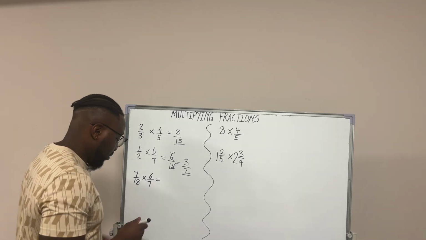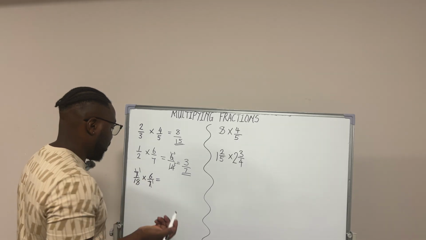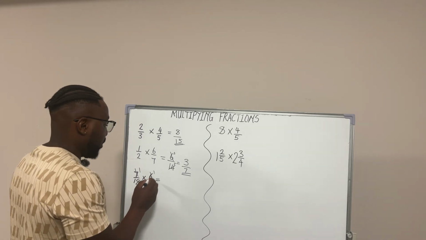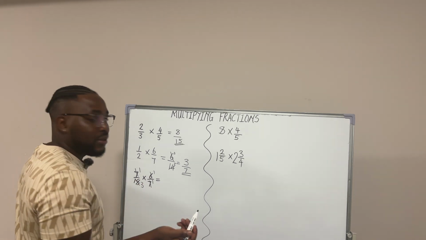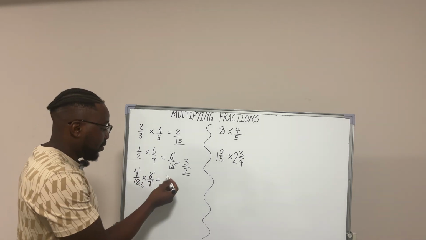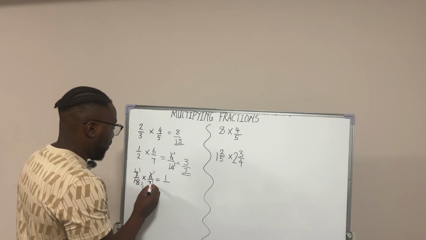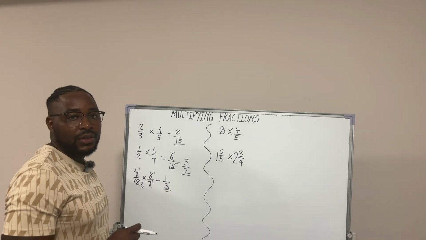7 into 7 is 1. 6 into 6 is 1. 6 into 18 is 3. And all we have to do is just multiply. 1 multiplied by 1 is 1. 3 multiplied by 1 is 3. So this right here is our solution.